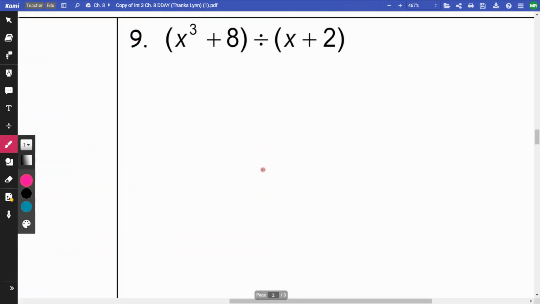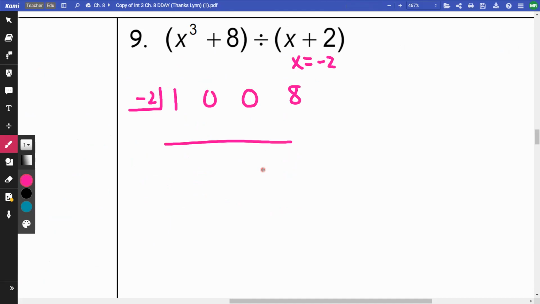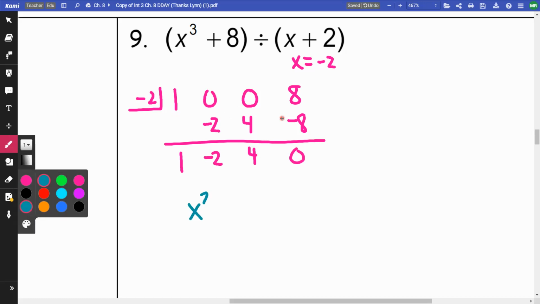Now on 9, what makes this 0 is a negative 2. So I'm going to put a negative 2 here. I have a 1, I have a 0x squared, a 0x, and an 8. Bring down my 1. 1 times negative 2 is negative 2. I add it, I get negative 2. Negative 2 times negative 2 is 4. I add it, I get 4. 4 times a negative 2 is a negative 8. I add it, I get 0. So my answer is going to be x squared minus 2x plus 4.